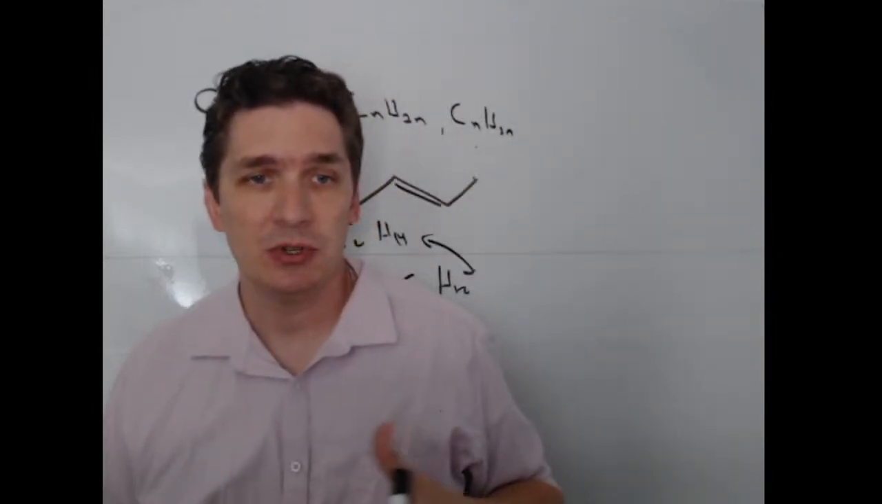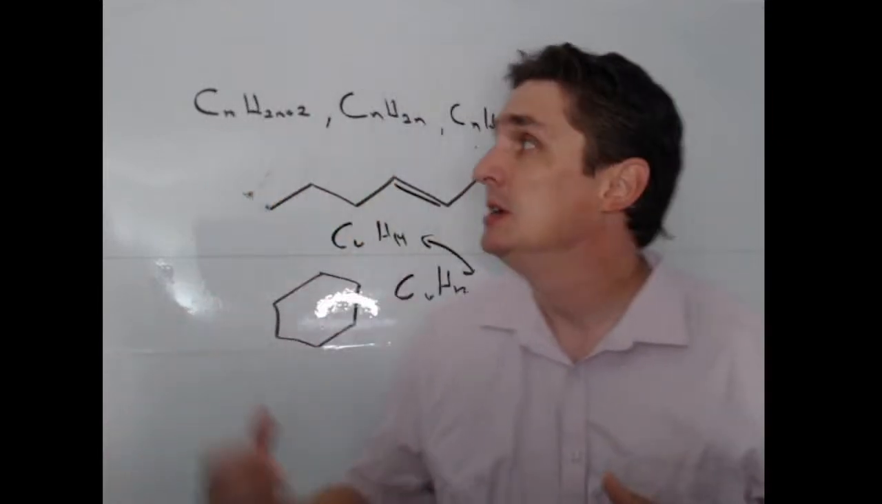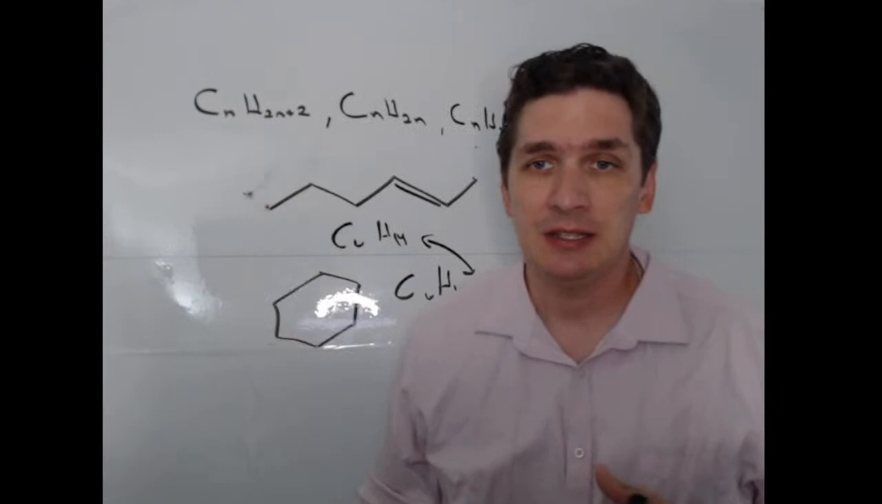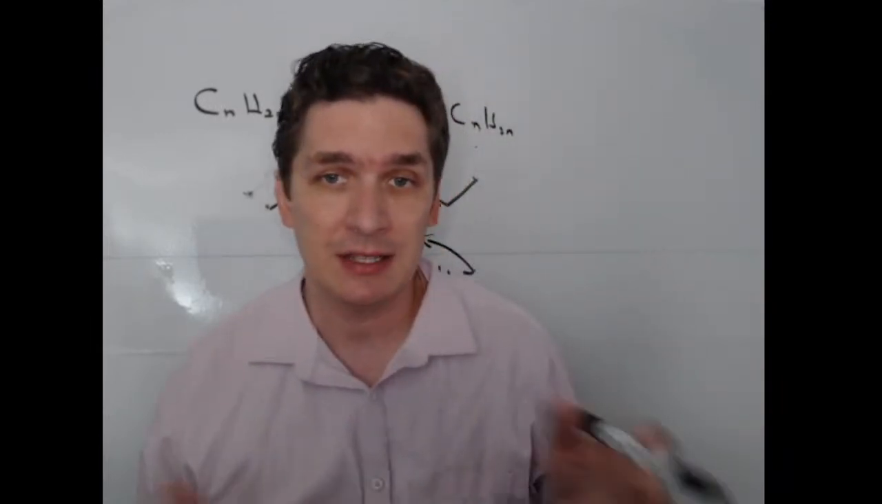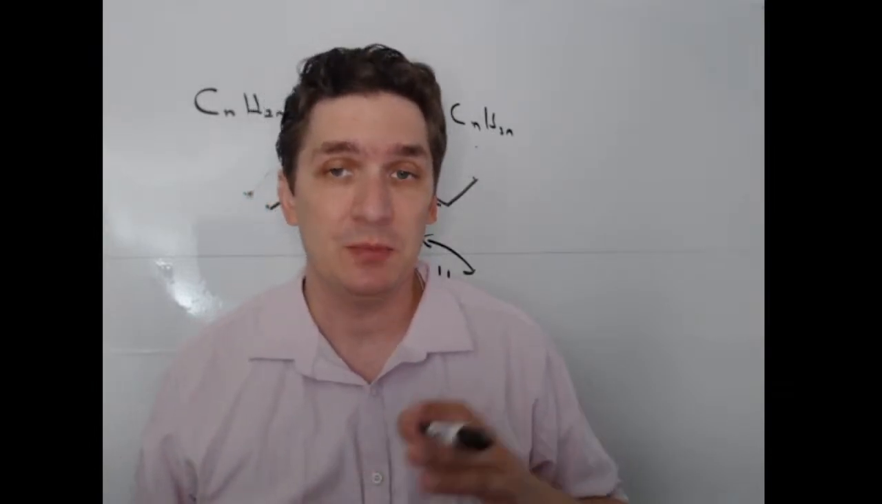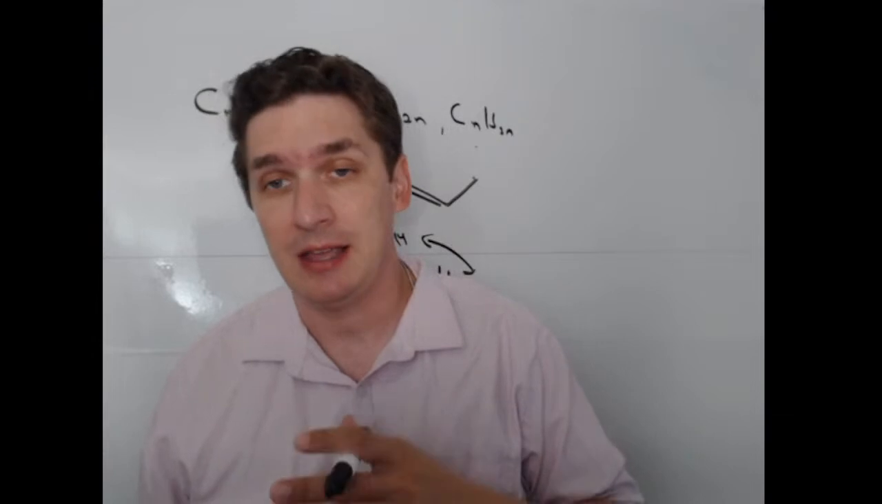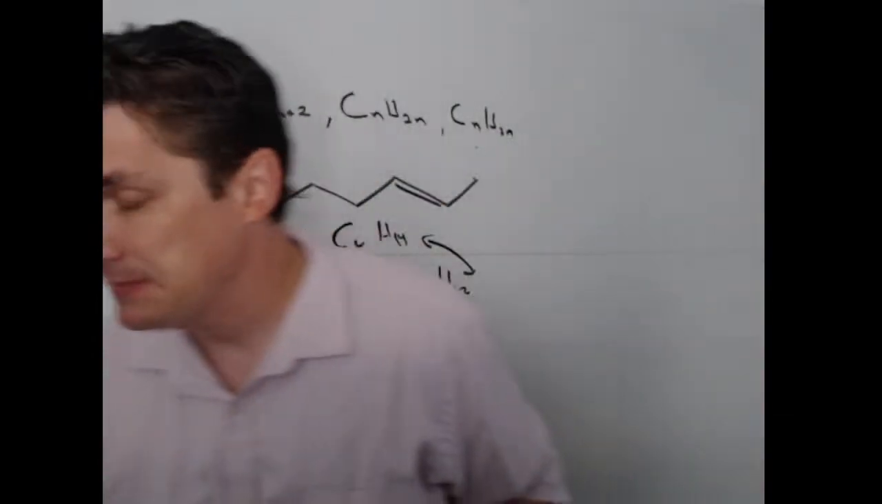Now this is going to show up when we're doing hydrogen uptake analysis. With hydrogen uptake analysis, what you do is you measure the formula of your compound. Let's say you get something like C6H12. Well, do you have an alkene or do you have a cycloalkane? To do this, you measure hydrogen uptake. If it's an alkene, it will absorb hydrogen. If it's not an alkene, it won't. So that's how you do those problems.